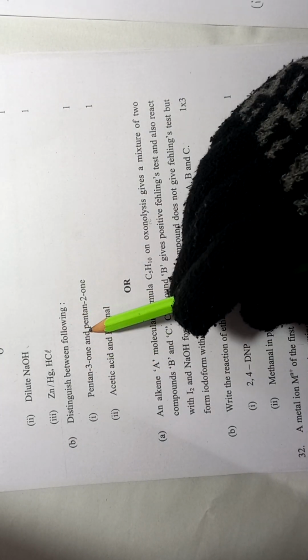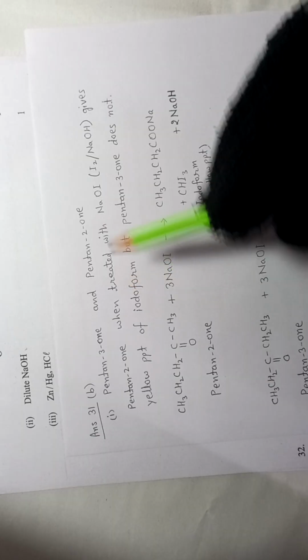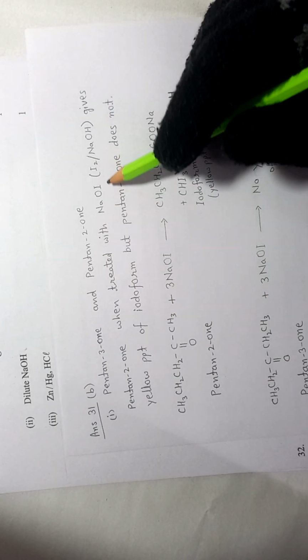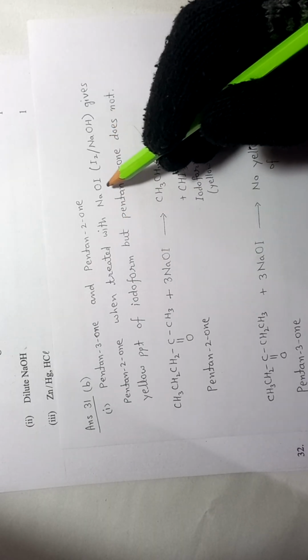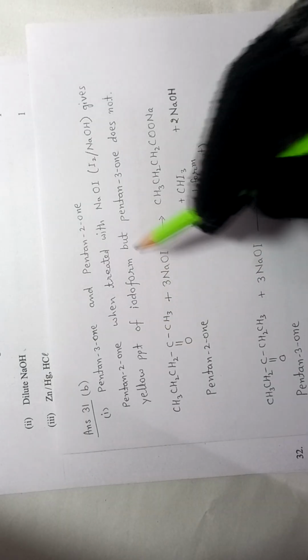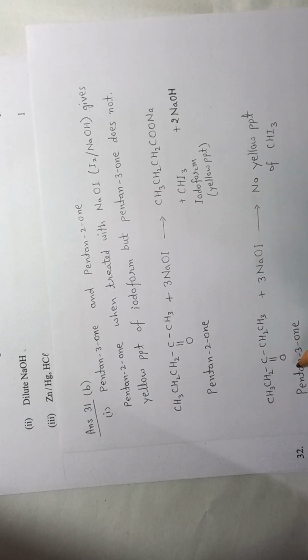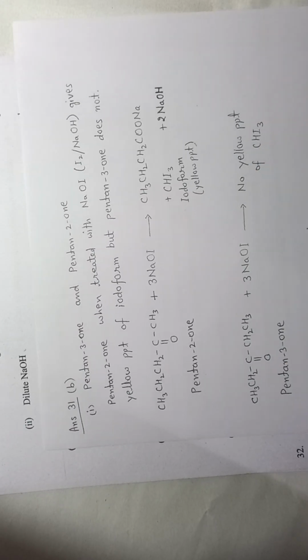Next is, students, distinguish between pentan-3-one and pentan-2-one. Pentan-2-one, when treated with sodium hypoiodite, NaOI, which is used for the iodoform reaction, a yellow precipitate of iodoform is formed because it is a methyl ketone, while pentan-3-one will produce no yellow precipitate. So this way we can distinguish.